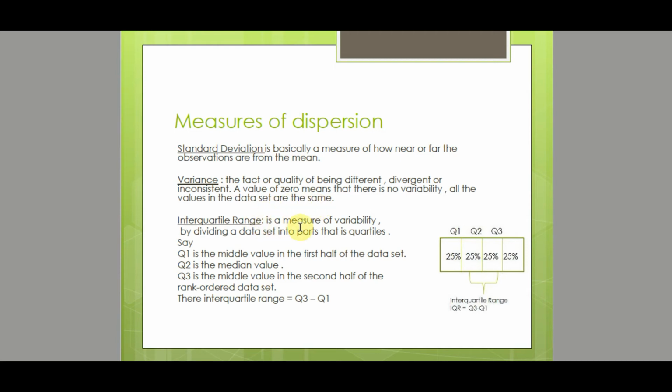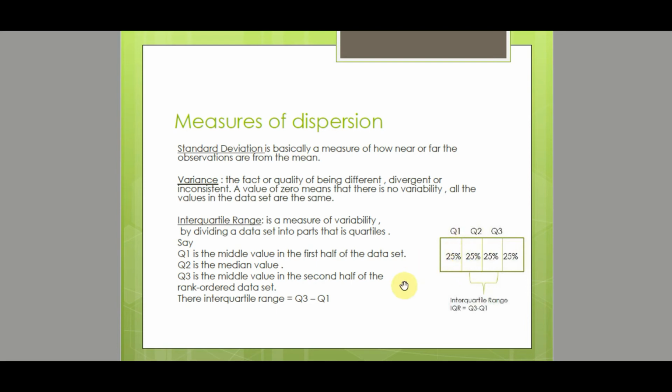Interquartile range is a measure of variability obtained by dividing a dataset into parts, that is quartiles. For example, Q1 is the middle value in the first half of the data. Q2 is the median value. Q3 is the middle value in the second half of the rank ordered data set. Therefore, interquartile range is equal to Q3 minus Q1.